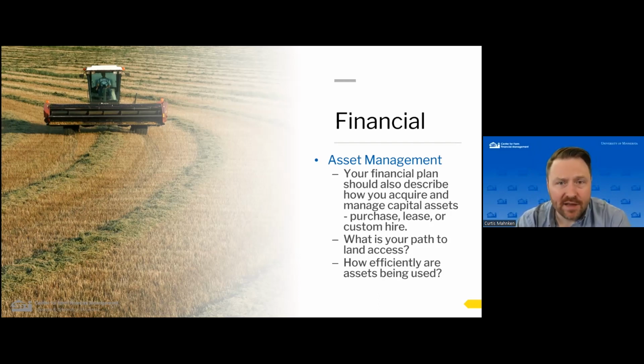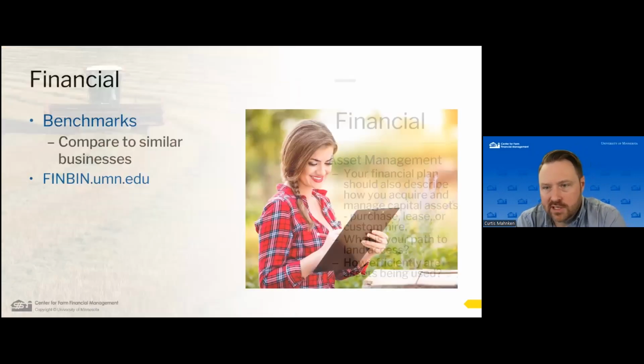And if you don't have the land part of it, what is your path to that land access? How are you going to acquire that, either renting or purchasing, to bring into your fold? And then, like I said, how efficiently are assets being used? So again, this is where we're really starting to put some of the narrative around what the numbers are really telling us.